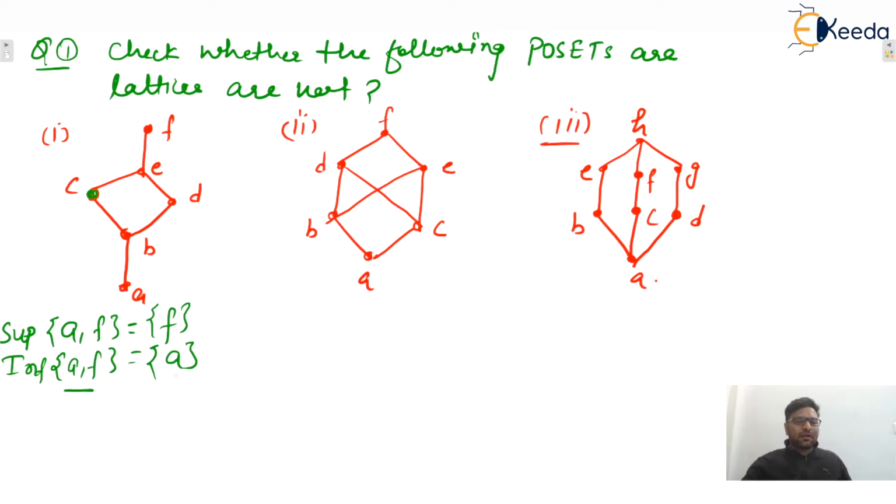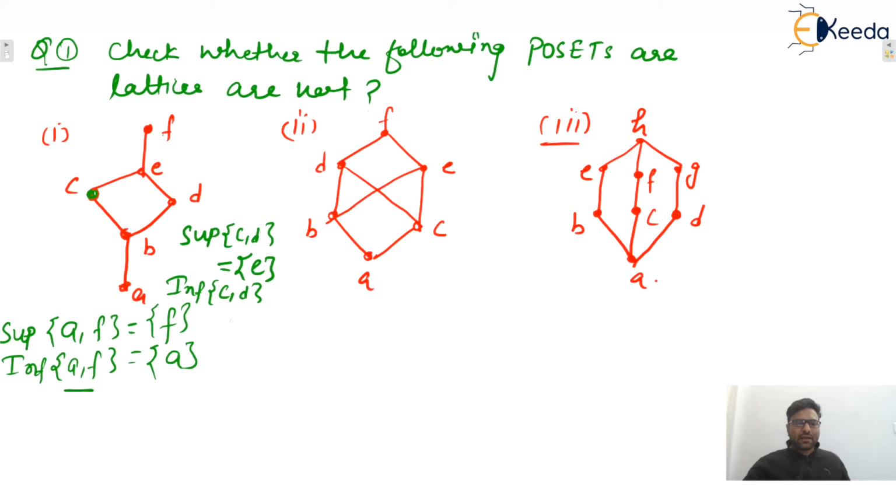In a similar way, if we find the supremum of C comma D, that means the least upper bound. The upper bounds will be E and F, and among E and F, which one is least? E. So E will be the supremum. Similarly, what will be the infimum of C comma D? Here we say that it means greatest lower bound.